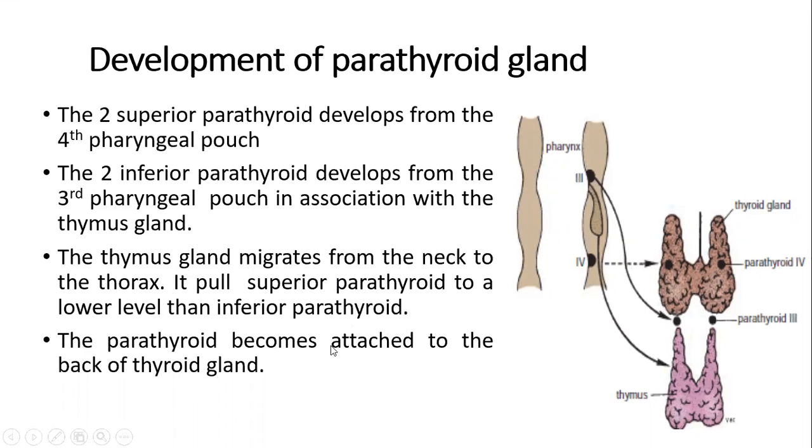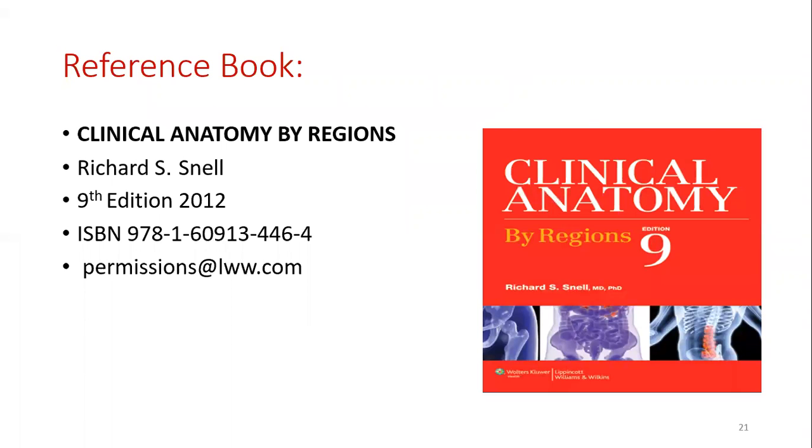Okay. The parathyroid becomes attached to the back of the thyroid gland. As we have seen already, it will be present on the posterior border of the thyroid gland, so it will be present behind. Okay. So this is all about the pituitary gland, the thyroid gland, as well as the parathyroid glands.